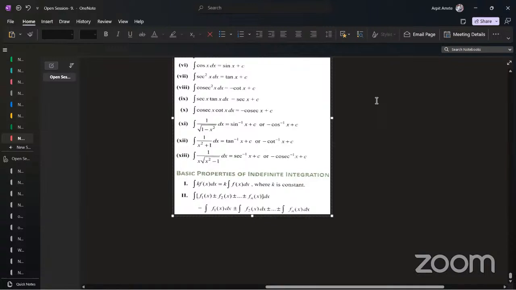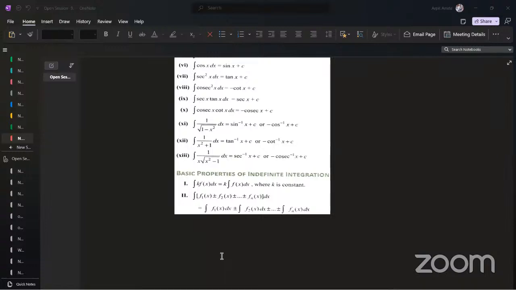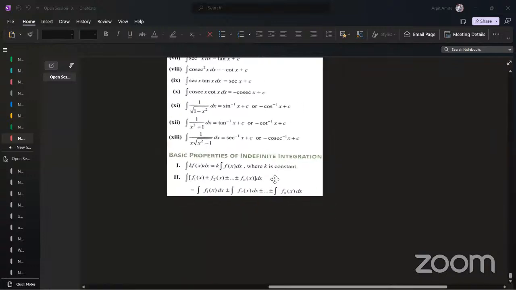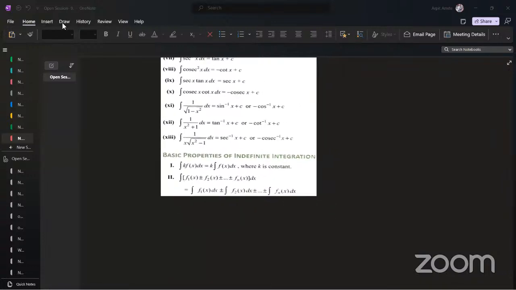We will also cover in this class the substitution method and integration by parts, and whatever is remaining from yesterday's class. Okay, so let's start. Okay, so what was your doubt? Someone was asking something.